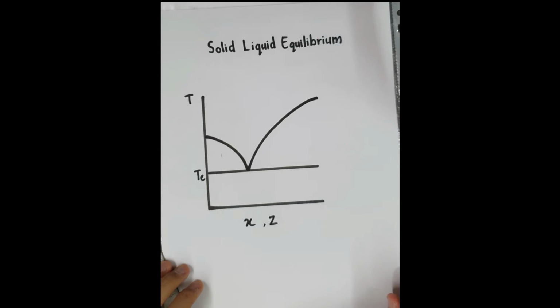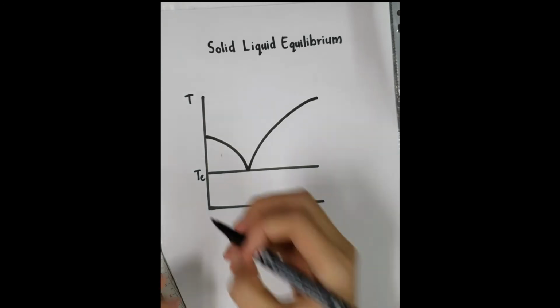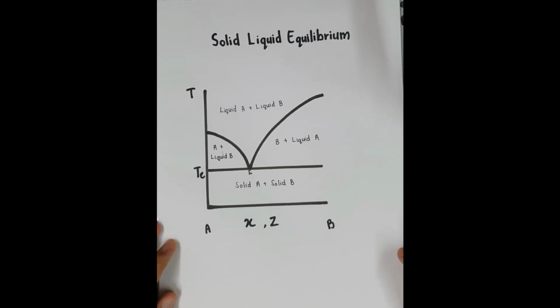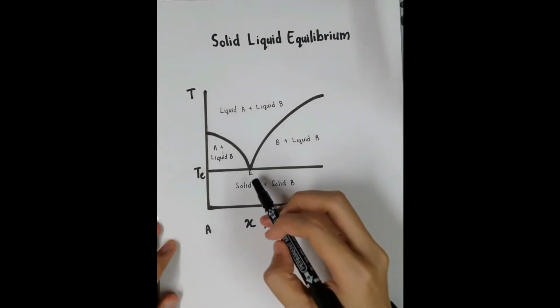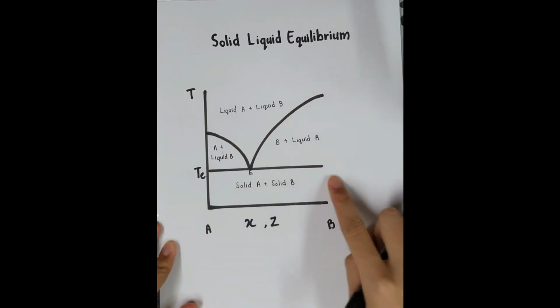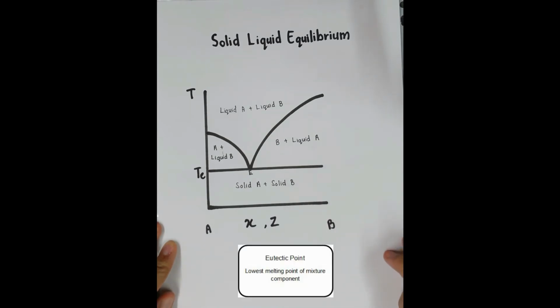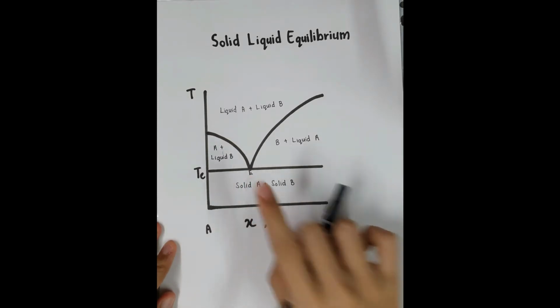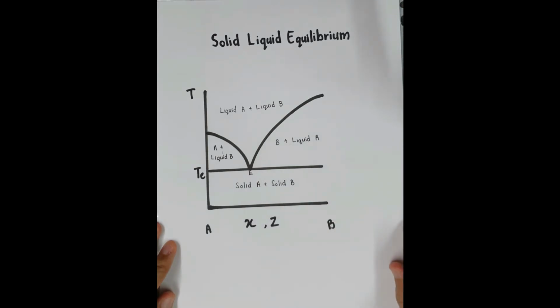We will have two components in this mixture, which we denote as A and B. Then we have the eutectic point, which is located here, where there is an intersection between the liquidus curve and the solidus line. The eutectic point is the lowest melting point of the mixture components. The temperature remains constant at this point until one of the phases disappears, since the energy from heating and cooling is used to break down or link the bonds of the molecules together.